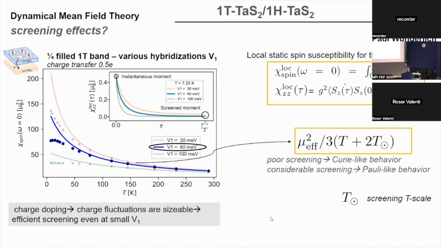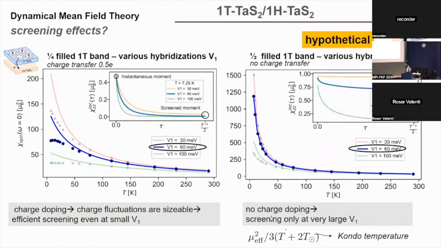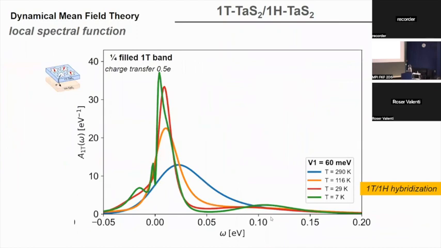Now, just for comparison, let me show you the case where there wouldn't be any charge transfer, so that we had really a half-filled 1T layer interacting via hybridization with the 1H conducting electrons. What one observes in this situation is that at the realistic hybridization, there is no screening. So the hybridization with the 1H in this system is not enough to show the screening effects that are being observed experimentally. So now how do we interpret that?